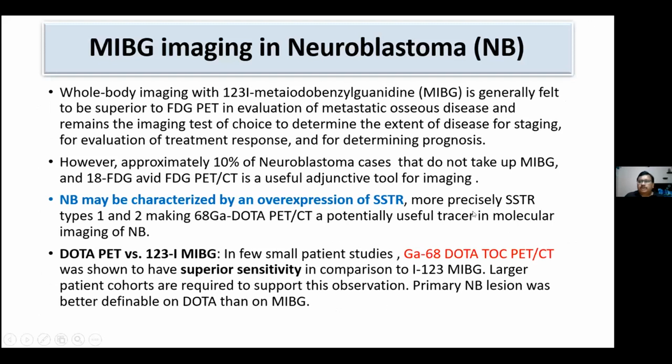Now, whole body MIBG imaging is generally felt superior to FDG PET in evaluation of metastatic osseous disease and remains the imaging test of choice to determine the extent of disease for staging, evaluation of treatment response, or for determining prognosis. Now, for those neuroblastoma cases which don't take up MIBG, 18F FDG PET-CT is a useful adjunctive tool for imaging.